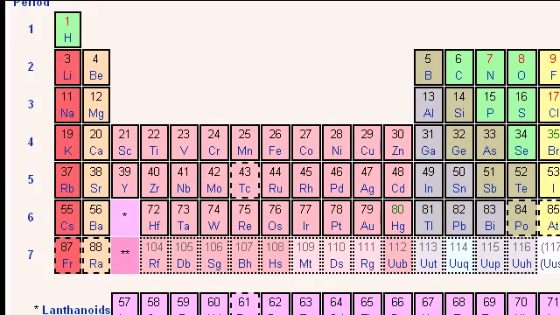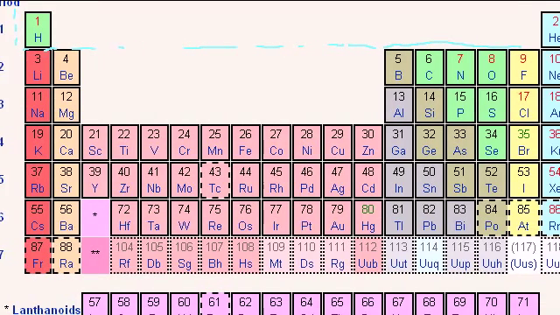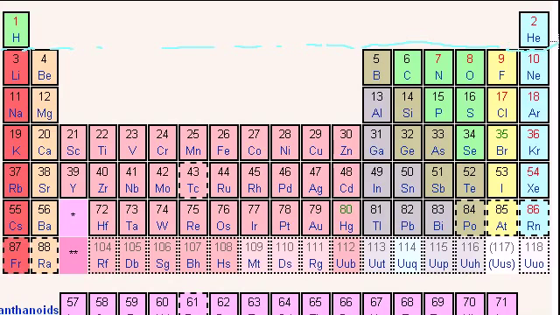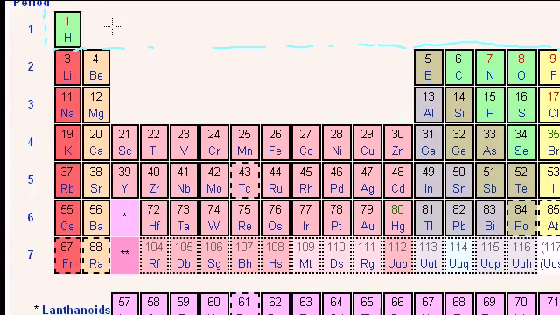So this is period 1. Period 1 in the periodic table. Right there, all the way to helium. That's period 1. It's just the first row. And that means that the elements in that first period, their electrons will fill the first energy shell.